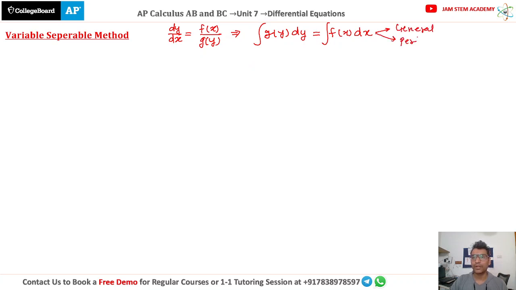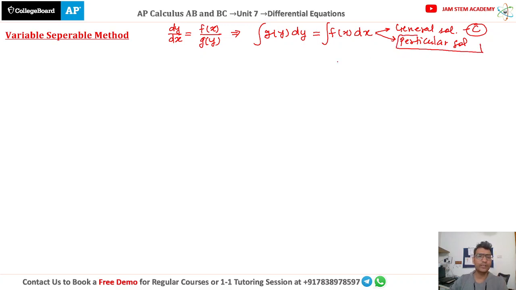Okay, so for the particular solution, general solution means you will get your answer in terms of C, the constant of integration. But for particular solution, they will give you some boundary condition or initial value condition, right, where they will give you some points lying on that curve, and using that you can find the value of C. It means there is no constant of integration in the particular solution. It's a complete solution without any constant of integration.